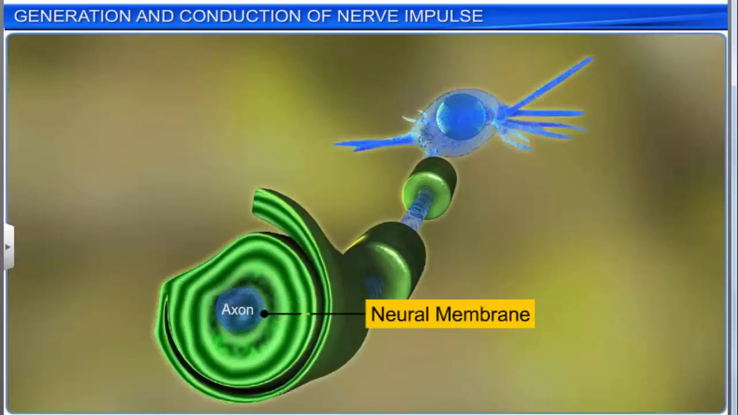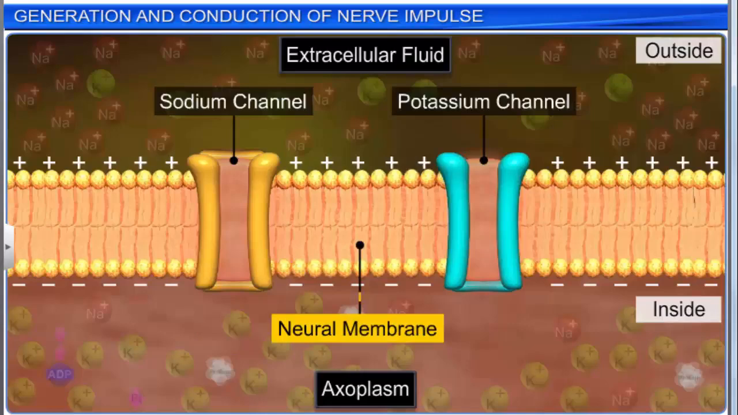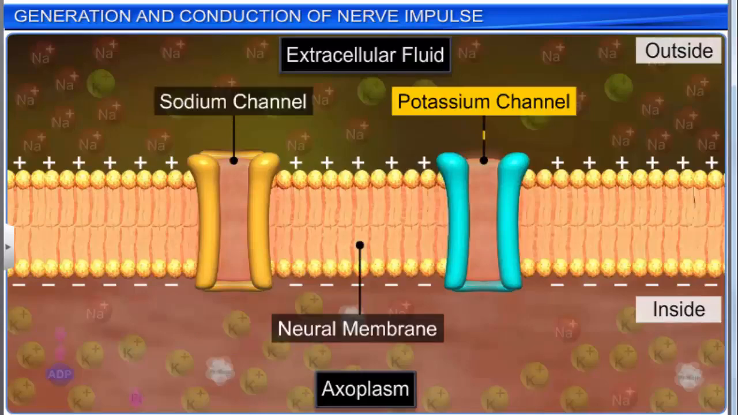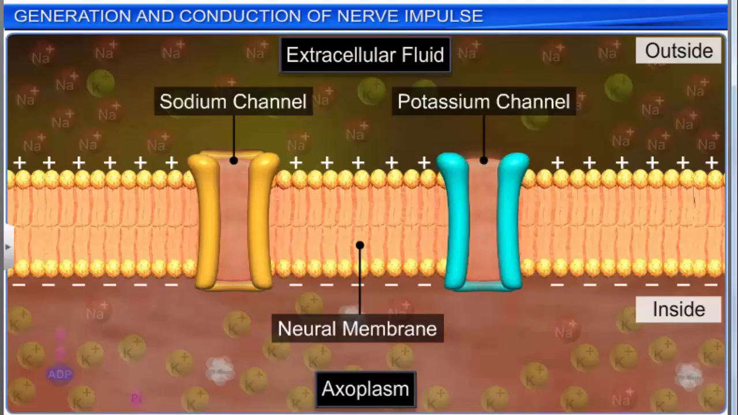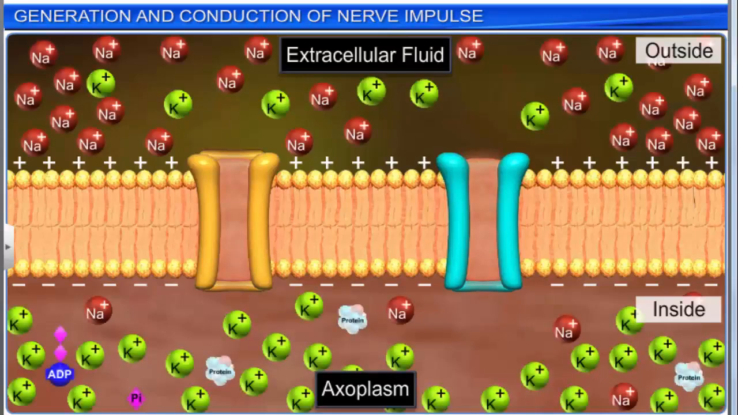The nerve fiber or axon is covered by a neural, axonal or plasma membrane. The neural membrane has sodium and potassium ion channels called voltage-gated or regulated channels. These channels open or close according to the electric potential across the membrane. The ion channels of the resting membrane are differentially permeable to ions at different rates.